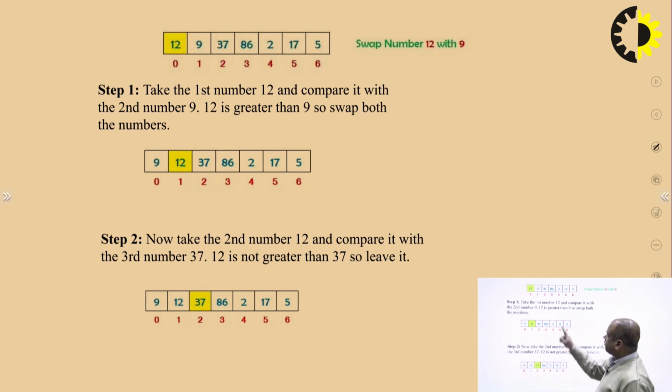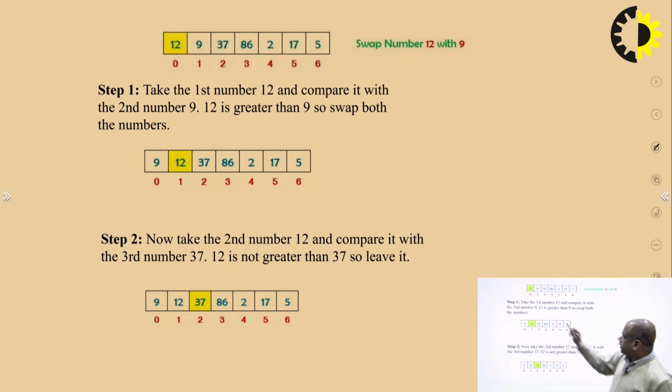Next we will compare 9, the swapped element, with the next element, which is 37. If the adjacent element is greater, then it is okay. If the second element is smaller, we will compare and swap with the adjacent element. By this way we will take the passes or steps up to the end.